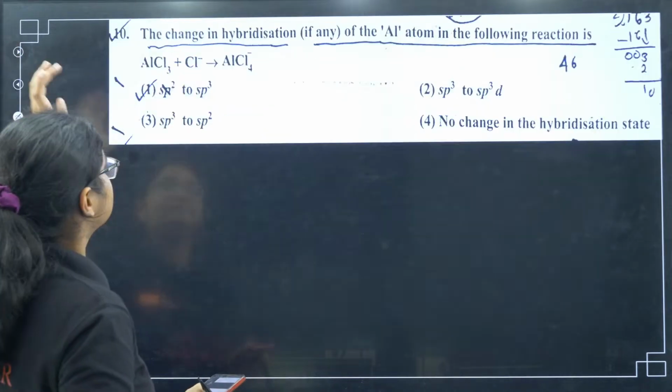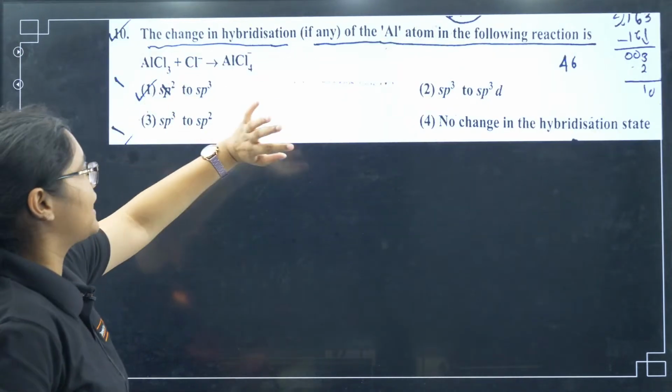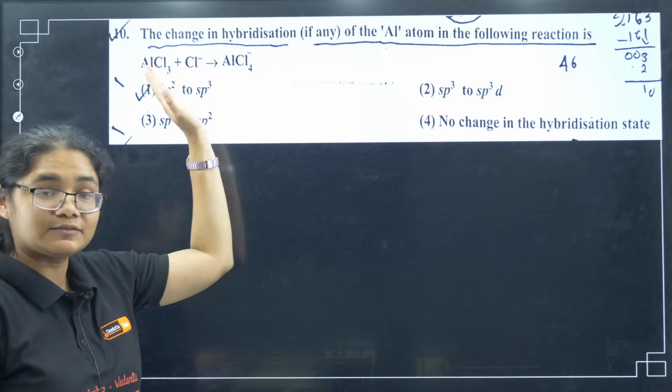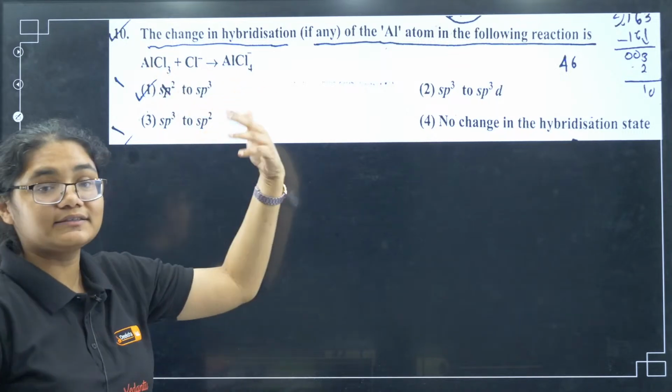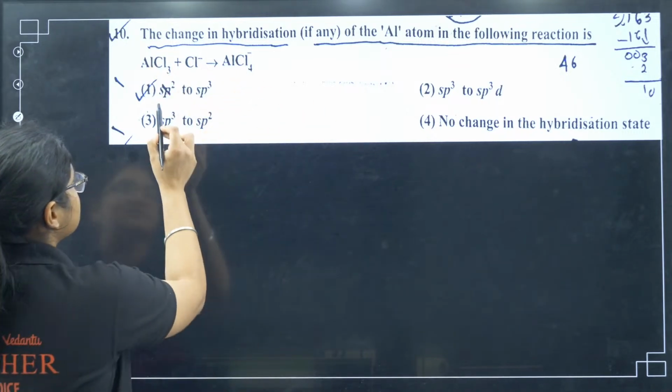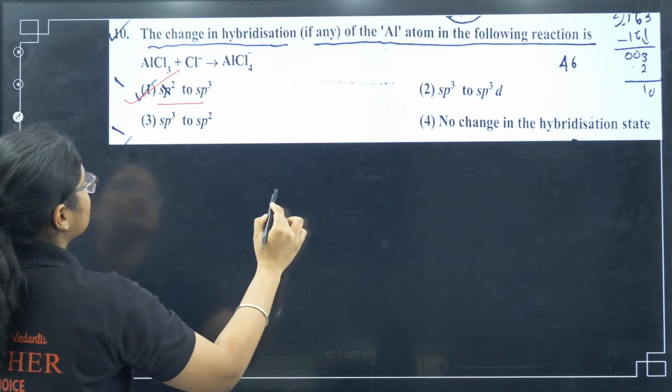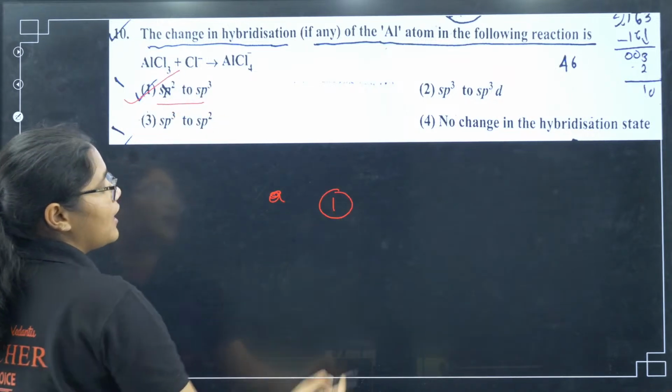Next, the change in hybridization: in AlCl3 it is sp2, and in AlCl4 minus it is sp3. So the change in hybridization is from sp2 to sp3. So the 10th one will be your answer, number 1.